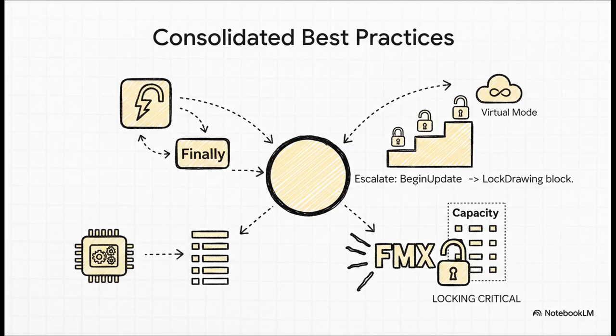3, know your escalation path. Start with BeginUpdate. If that's not enough, especially in VCL, you might try LockDrawing. And for the huge stuff, go to virtual mode. 4, a great pro tip, set the .Capacity of your string lists before your loop. This stops it from having to resize itself over and over, which can be a hidden performance killer. And finally, number 5, always remember that FireMonkey is extra sensitive to this stuff because of its layout and styling engine, so be generous with your locks in FMX.